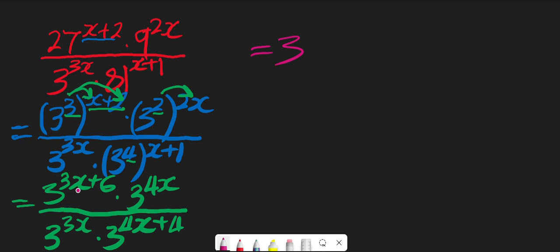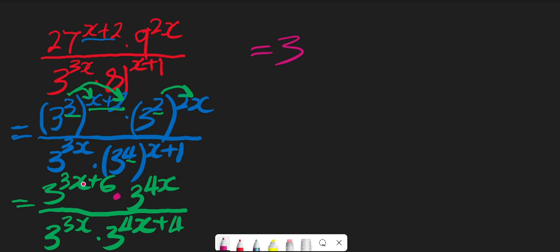We have 3 to the exponent of 3x plus 6 times 3 to the exponent of 4x, right? So what are we gonna do? Here, we can see that this is multiplication. The dot means times, right? So if we are multiplying and the base is the same, what are we supposed to do? Okay, according to the laws of exponents, if you are multiplying two terms that have the same base, you just simply keep the base and add the exponents.